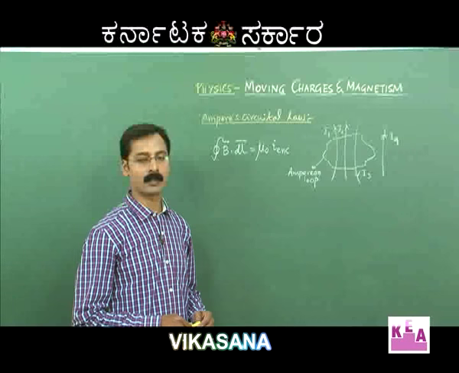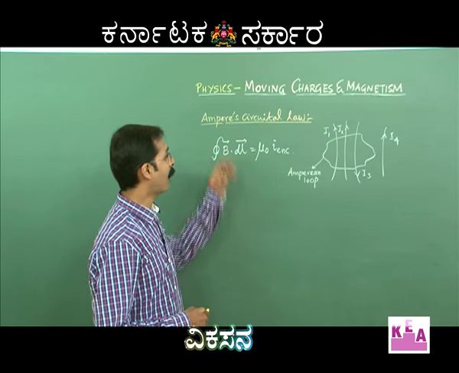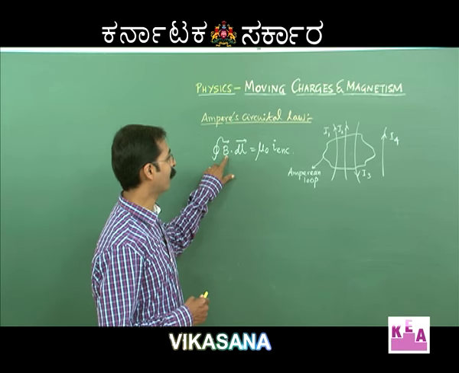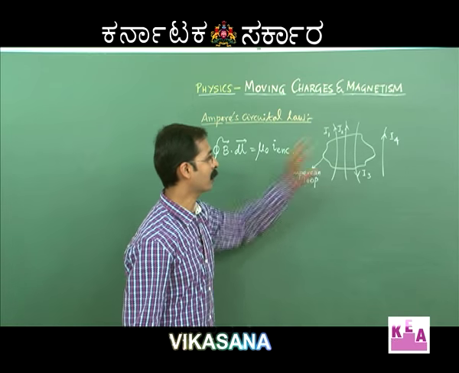Let us learn the applications of Ampere circuital law. Ampere circuital law states that the closed line integral of magnetic field over a closed loop is equal to mu naught I enclosed. Here is a figure.